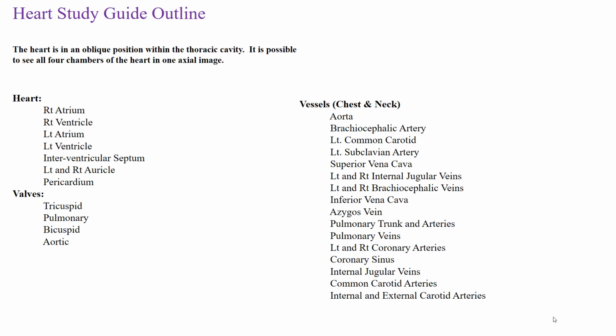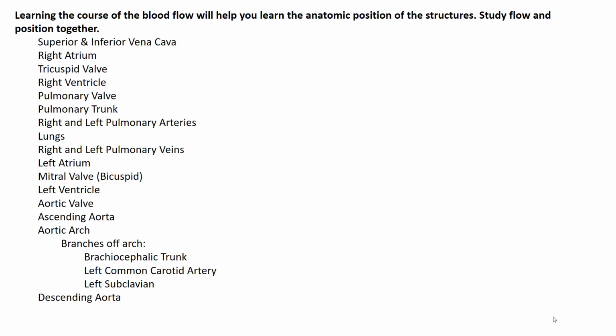So I'm going to start with the outline, and you've got some of the anatomy and terminology here on this first page, and a second set that just covers the blood flow from the entrance of the superior and inferior vena cava into the right atrium of the heart, and ending with the aortic arch, the branches off the aortic arch and the descending aorta. So we'll follow it all the way through.